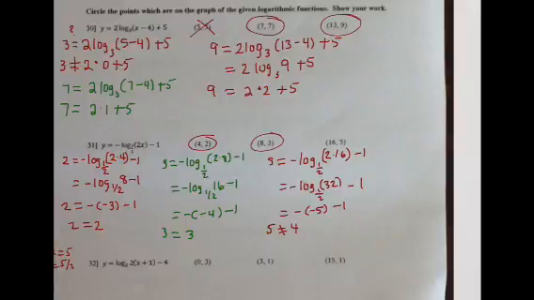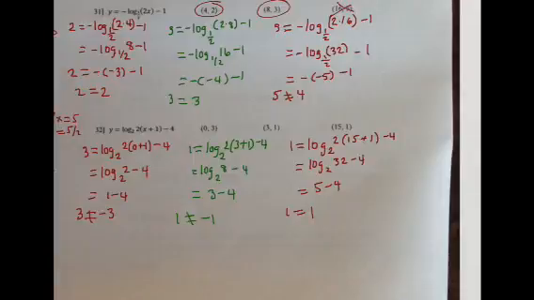Go to the third one. 2 times 16 is 32. Log base 1/2 of 32 is negative 5. So a negative times a negative is positive. 5 minus 1 is 4. 4 does not equal 5, so this one's no good.